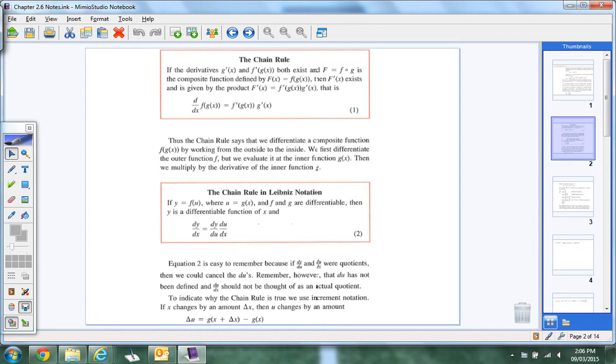So you have f of g of x, which means you have something inside. The g is the inside. And they tell you to take the derivative of the outside. That's what this right here is. That's the outside. And the derivative of the inside. They multiply them by each other. Okay, that's the chain rule.